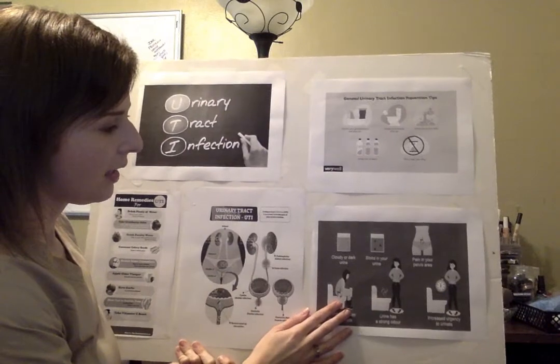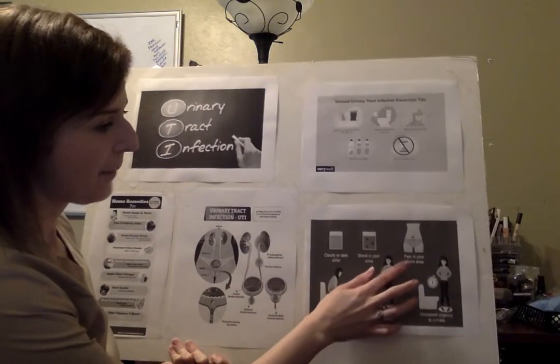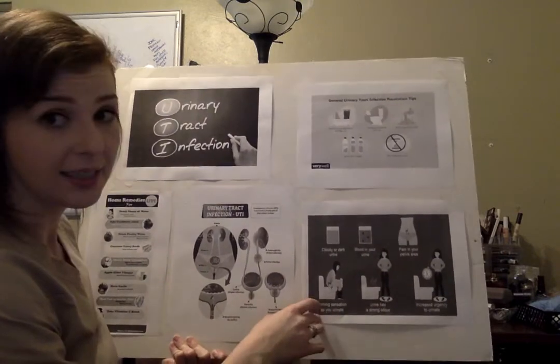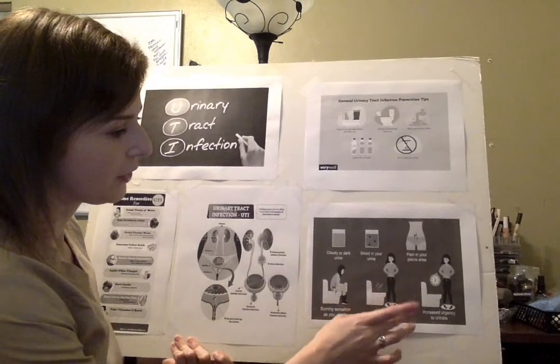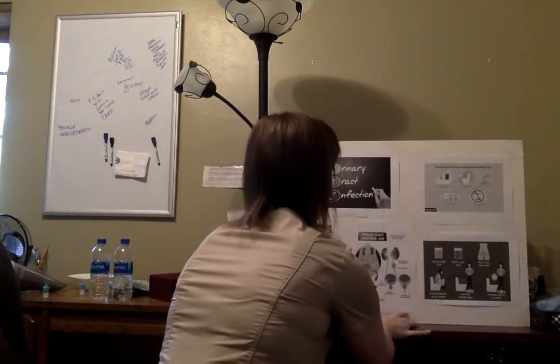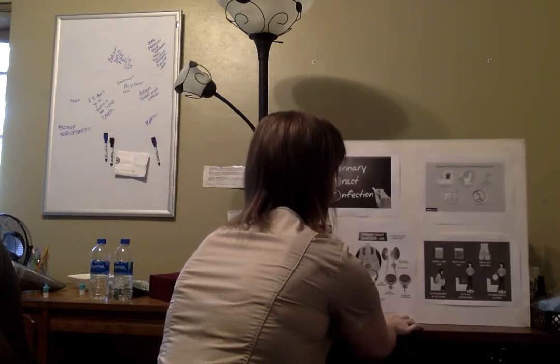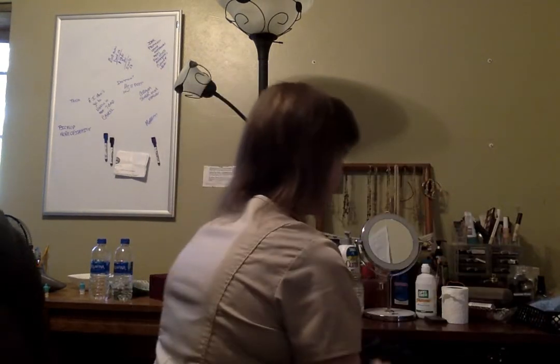Now, signs of a UTI are cloudy or dark urine, blood in your urine, pain in your pelvic area, burning sensation when you urinate, your urine has a strong odor, or increased urgency to urinate. So you have just really extreme urge.